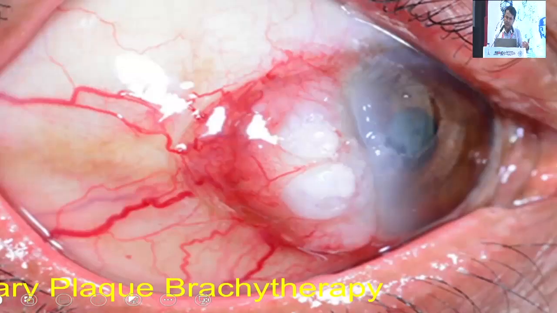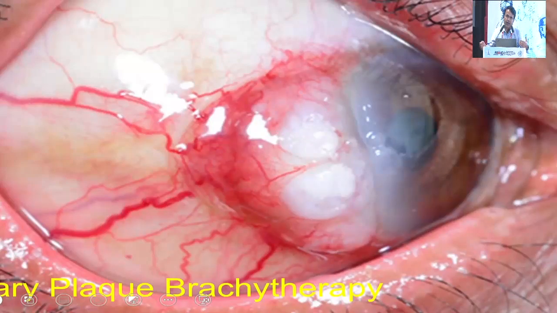There is no perforation. Risk of perforation is almost zero. But when you have a stromal melt already, like this patient has a stromal melt, can you do surgery in this patient without causing corneal perforation or scleral perforation? You cannot. There you use primary plaque brachytherapy.